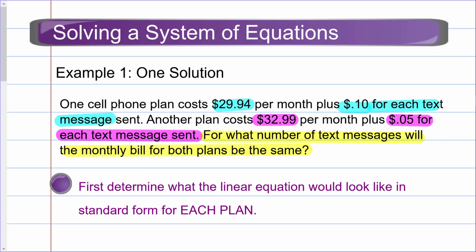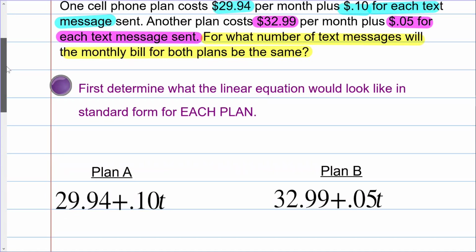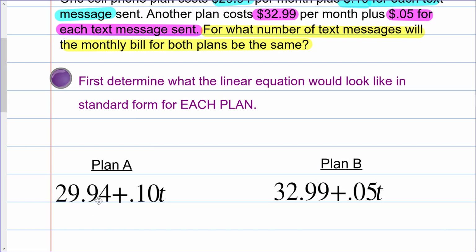So what would that look like mathematically? Well, the $29.94 would be my constant in this first plan. And the thing that changes depending on the number of text messages would be attached to the 10 cents, correct? So that would look like $29.94 plus 0.10 times t, the number of text messages. And for plan B, it would be $32.99 plus 0.05 times t.